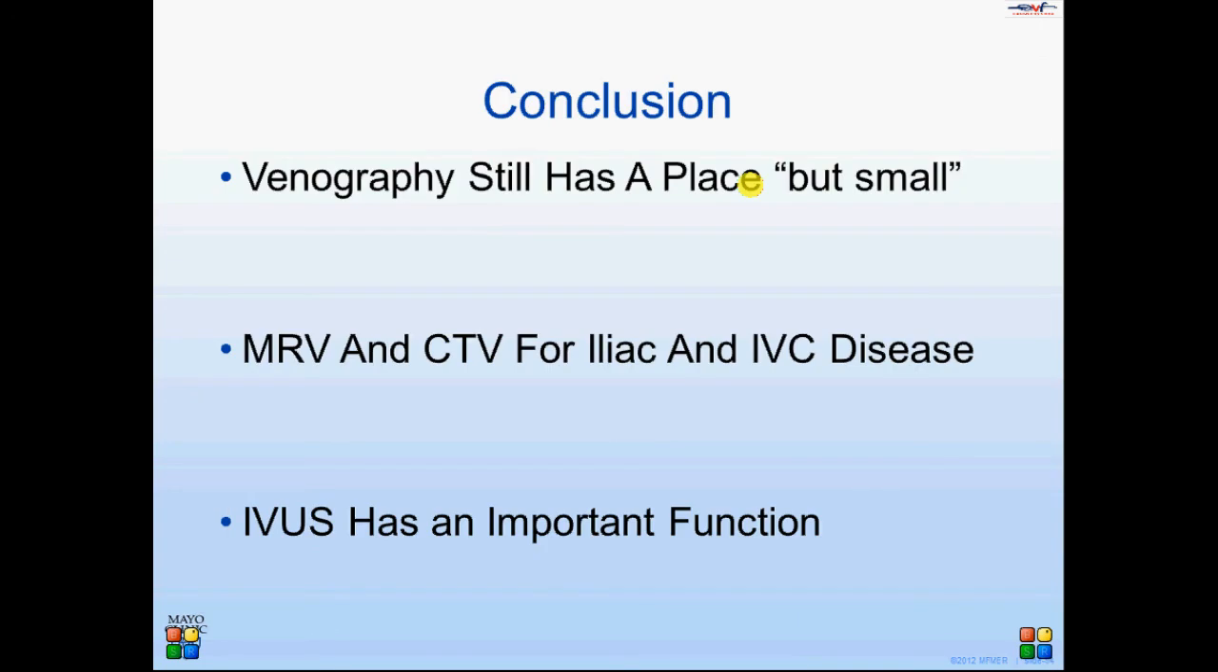Finally, I think venography still has a place in the diagnosis of acute DVT, but very rarely. Venogram is still a very important part of the workup for chronic post-thrombotic syndrome, but MRV and CTV have really replaced it for the majority of patients. And I think that MRV has a bright future, and we are only going to see more of it used for the evaluation of patients with DVT, chronic and acute. And intravascular ultrasound has an important function in the procedural and diagnostic element. Thank you.